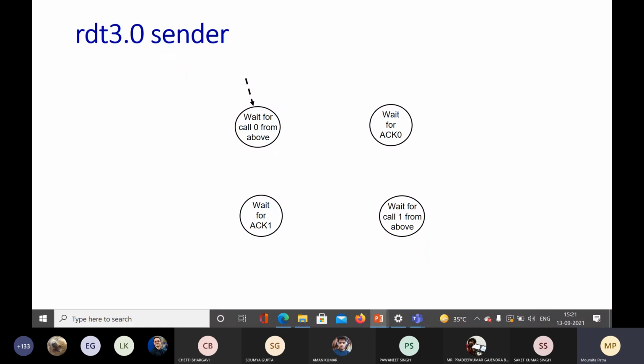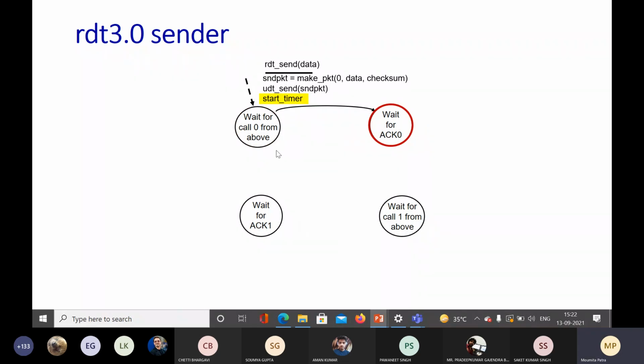So this is the FSM for the sender side. The initial state is of course the wait for call 0 from above. So these are the two states: wait for call 0, wait for acknowledgement 0. Okay, and then the next set is the one with sequence number 1. Okay. So now let's see how it works.